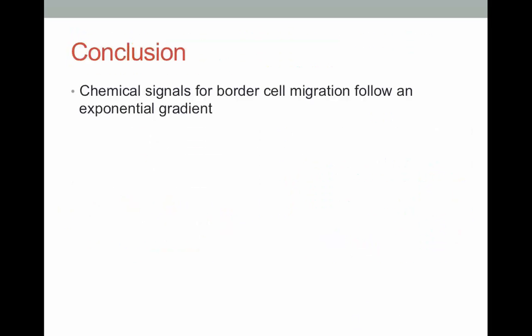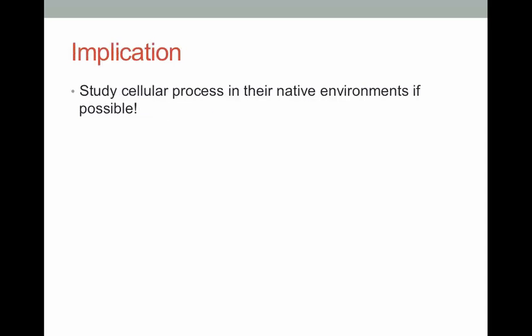So in conclusion, in the second part, we talked about the chemical signals for border cell migration, which are really hard to measure, but we can deduce them by mathematical modeling, and it shows that it's an exponential gradient. The implication of this research, which has two parts, is that it's really important to study cellular processes in their native environment. So if your migration happens in 3D, try to study it in 3D, because as our model suggests, it really makes a difference when the cells are studied in 2D or in a 3D environment. So I think that concludes my talk.